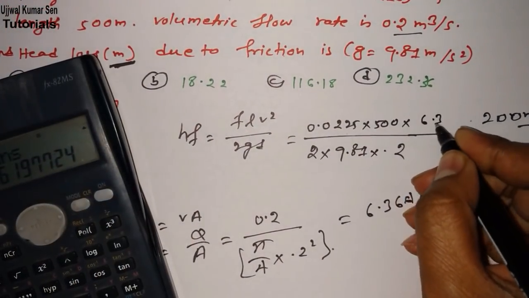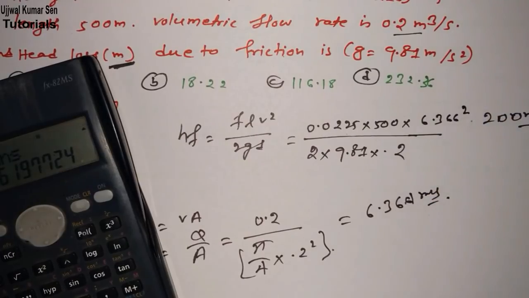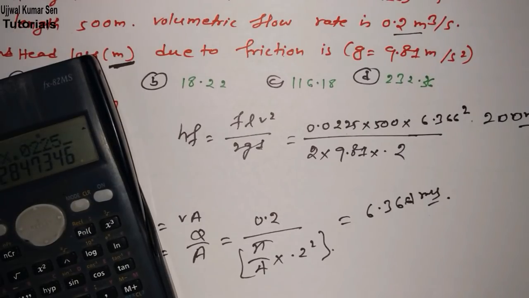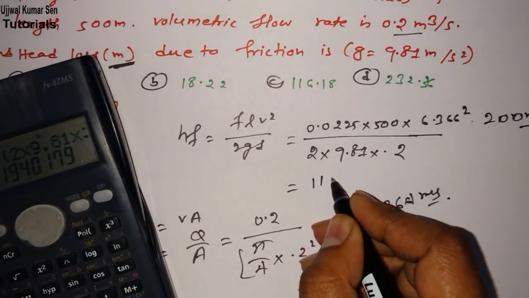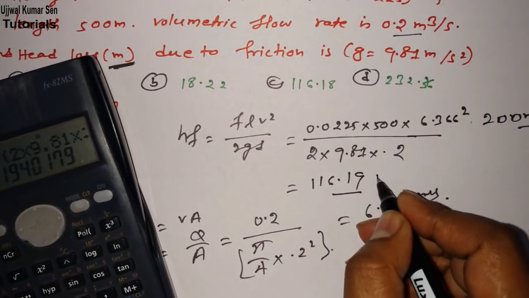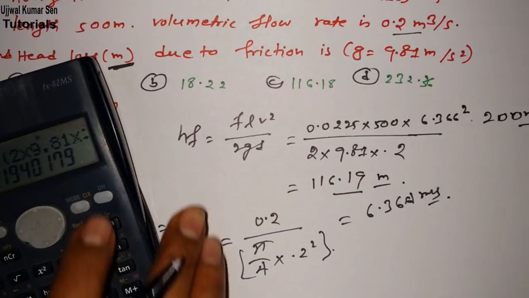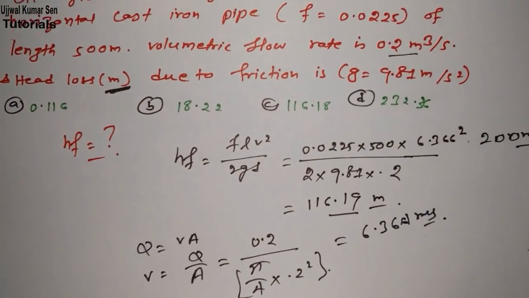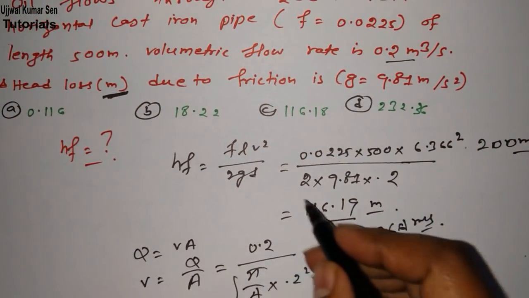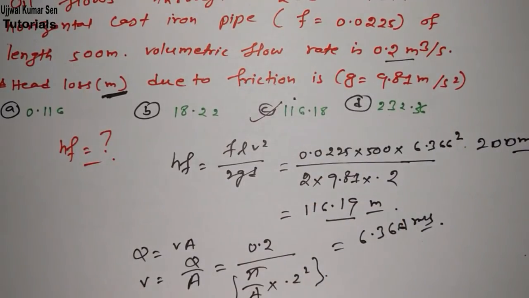Now 6.366 square, right? Square is here, multiplied by 500, multiplied by 0.0225, divided by 2 multiplied by 9.81 multiplied by 0.2. So we are getting the value 116.19 meter. Now just check the answer: yes, C is the right answer for this question.